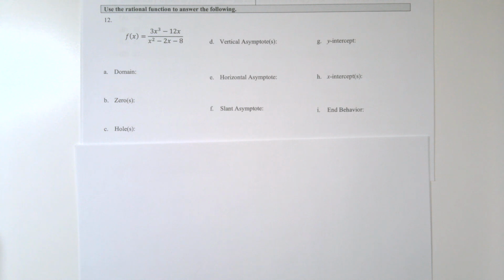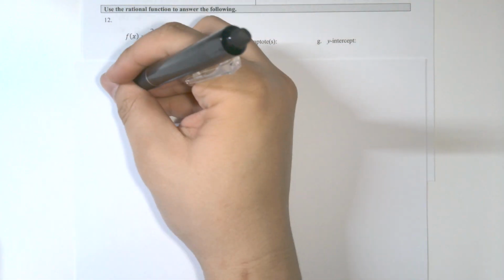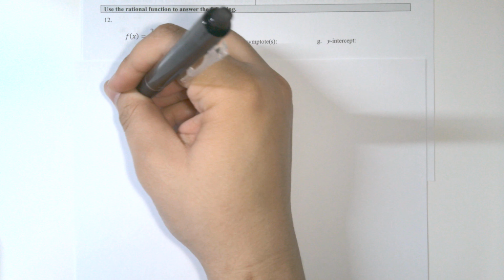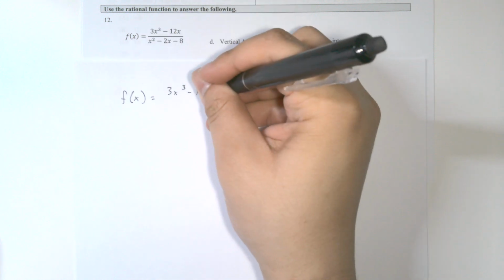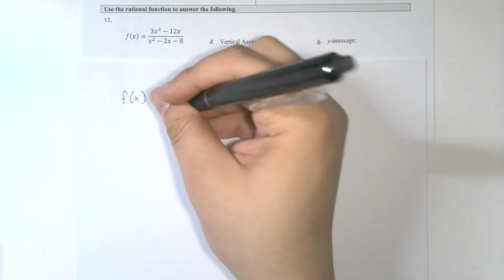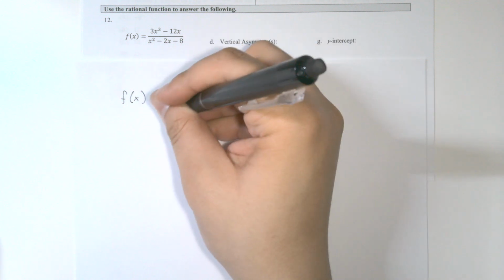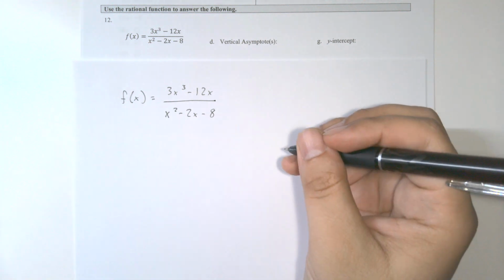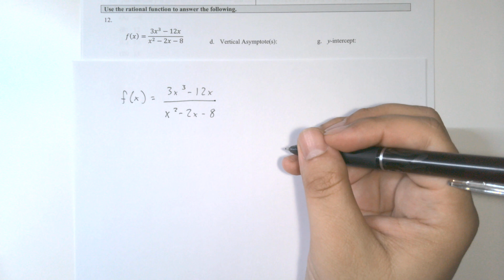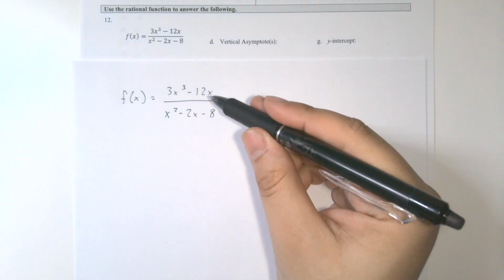So looking at number 12, we want to find all of this information about our given function. So I'm going to write out our function. We have that f of x is equal to 3x cubed minus 12x divided by x squared minus 2x minus 8. And what I want to do is first just factor everything that we have here.